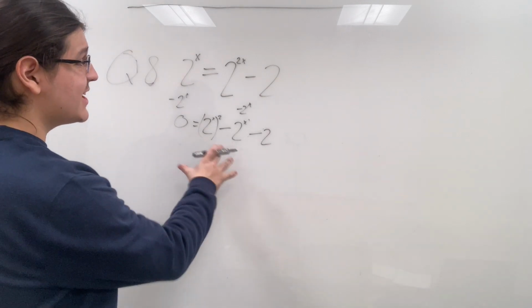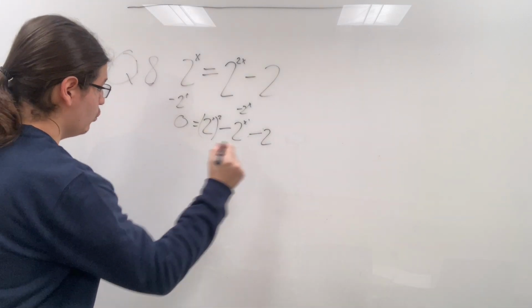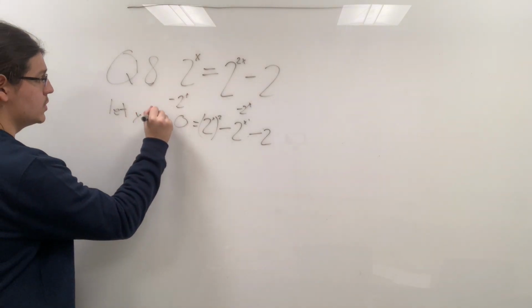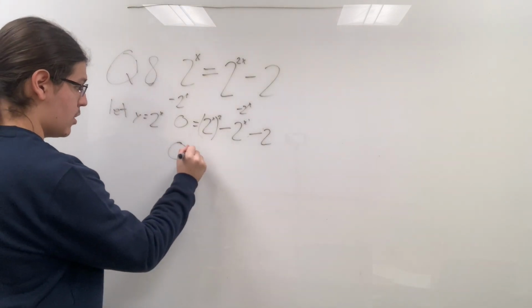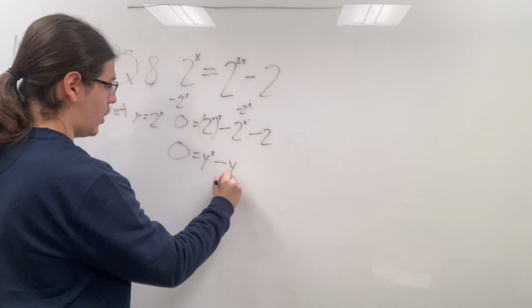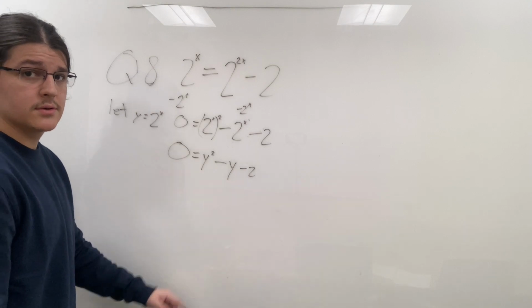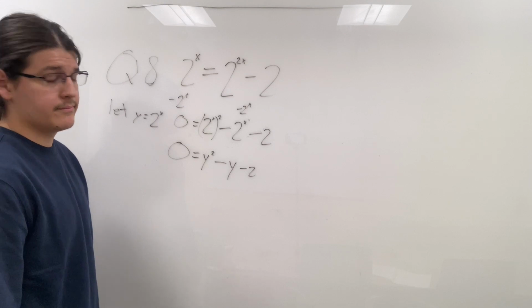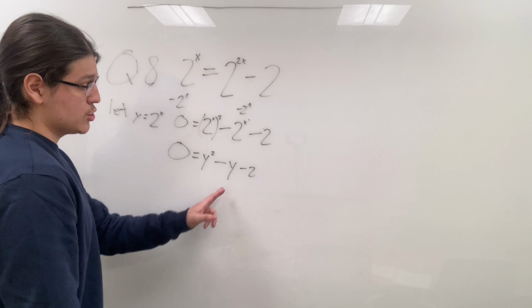Perhaps if I made a substitution, this would be easier to see. We are going to let y be equal to 2 to the power of x. So now watch this. We will have 0 equals y squared minus y minus 2. Now do you see? This is a quadratic term. And now we can solve a quadratic like anyone would.